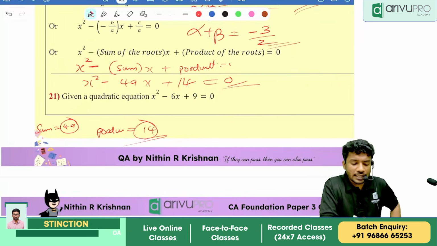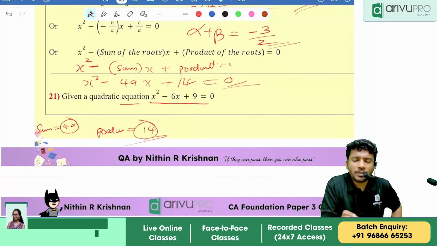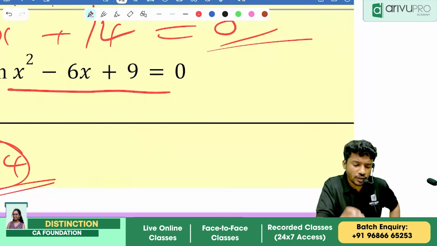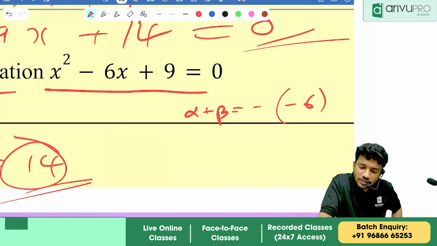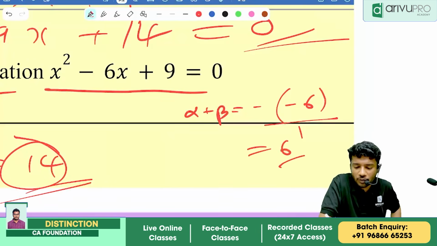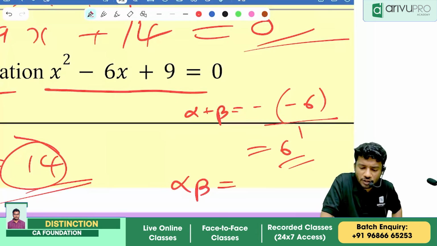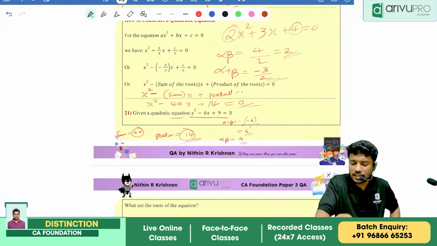Now people, given a quadratic equation x square minus 6x plus 9 is equal to 0. Can you tell me the sum of the roots and product of the roots? Alpha plus beta is minus of minus 6 divided by 1, which is equal to what? 6. Alpha beta is equal to how much? 9 divided by 1? 9.